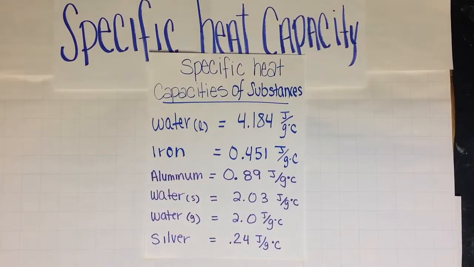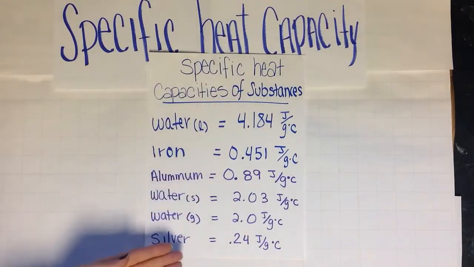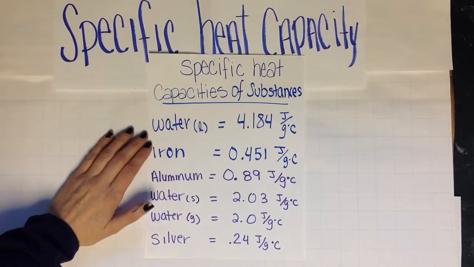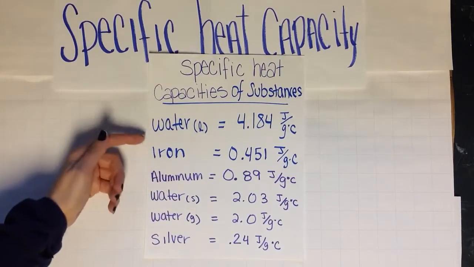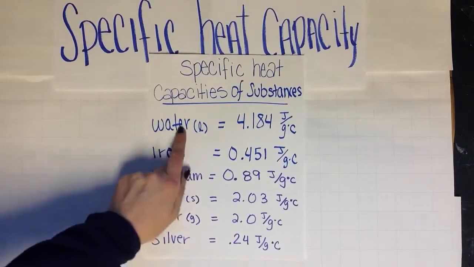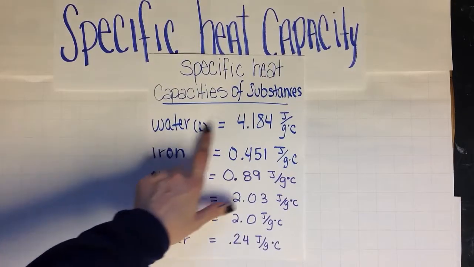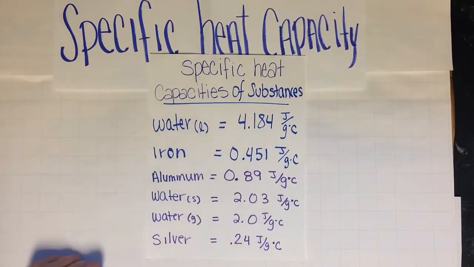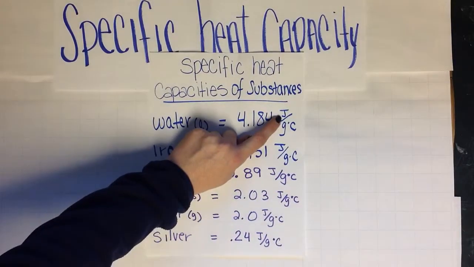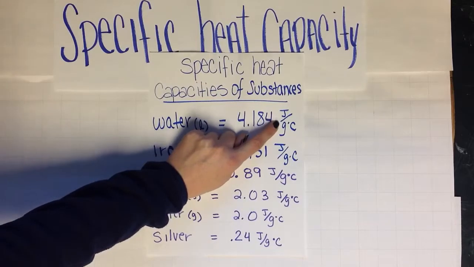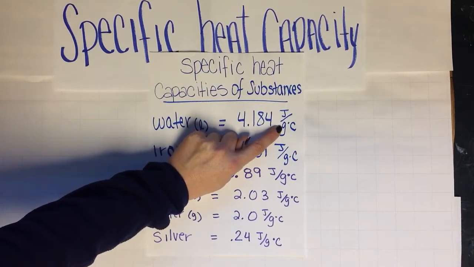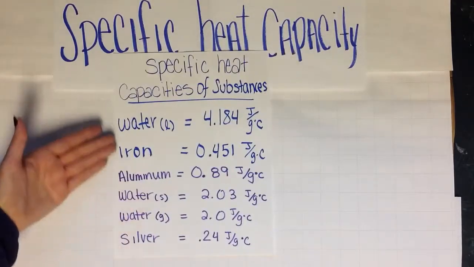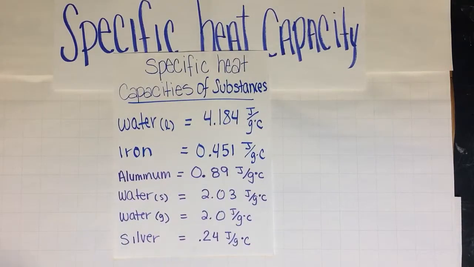So if we look here, these are specific heat capacities of different substances. They're constants. They'll be given to you. They're always the same when you talk about a substance. Each substance has its own specific heat capacity. For example, water as a liquid has a specific heat capacity of 4.184 joules over grams degrees Celsius. Joules refers to energy per every 1 gram sample that goes up 1 degree Celsius. So that's the unit. And if you notice, I listed a bunch of other substances.